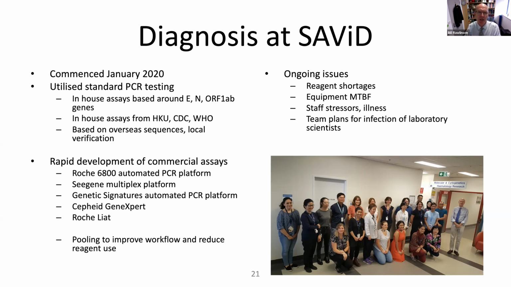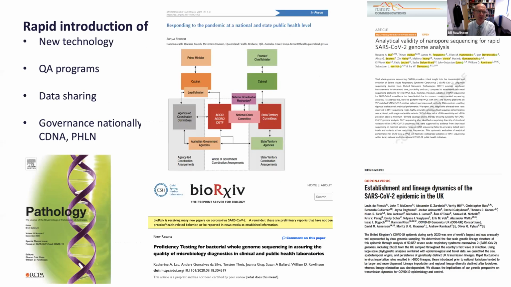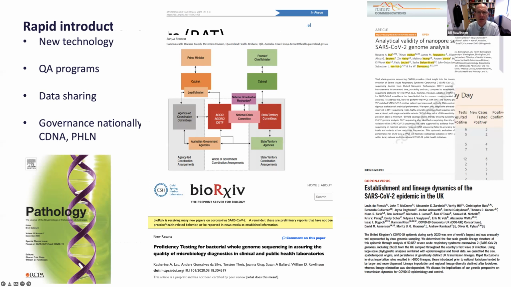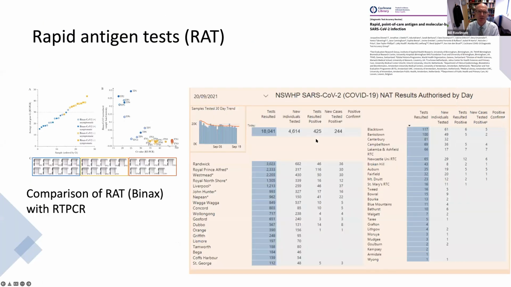And we have plans for if infection occurs. So there's been a lot of new technology, a lot of data sharing, and a lot of governance from things like the Communicable Diseases Network of Australia and the Commonwealth and Public Health Laboratory Network that I belong to. We and others have published a lot on how to more accurately diagnose and characterise the virus. And so there's been a lot of information.